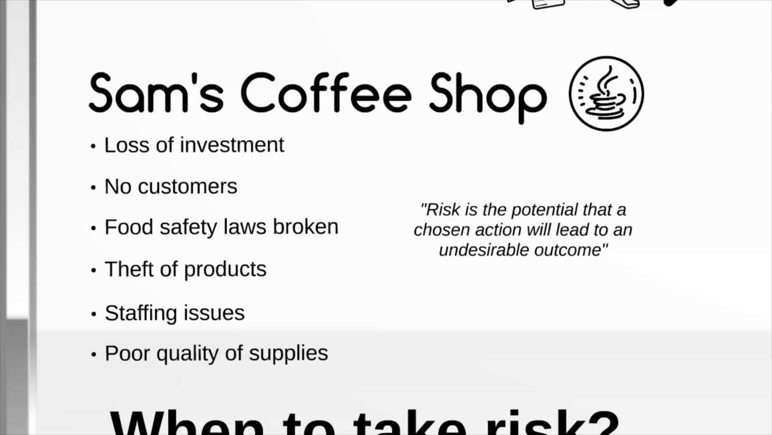So, for example, looking back at Sam and his coffee shop, he goes to a certain supplier because they're going to offer him coffee beans at a good rate. What's the risk that that chosen action to use that supplier will lead to an undesirable outcome of poor quality coffee beans? When he hires a particular staff member, what is the risk that that staff member will turn out to be a poor employee? And so on. And risk generally falls into the category of an upside risk.